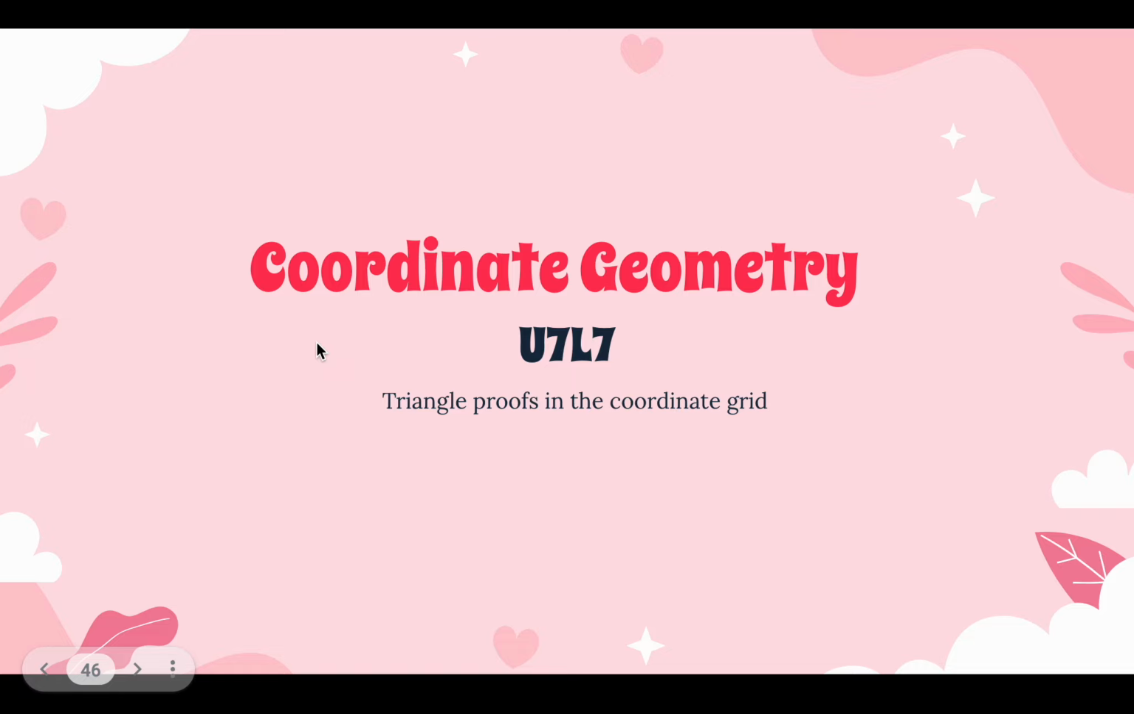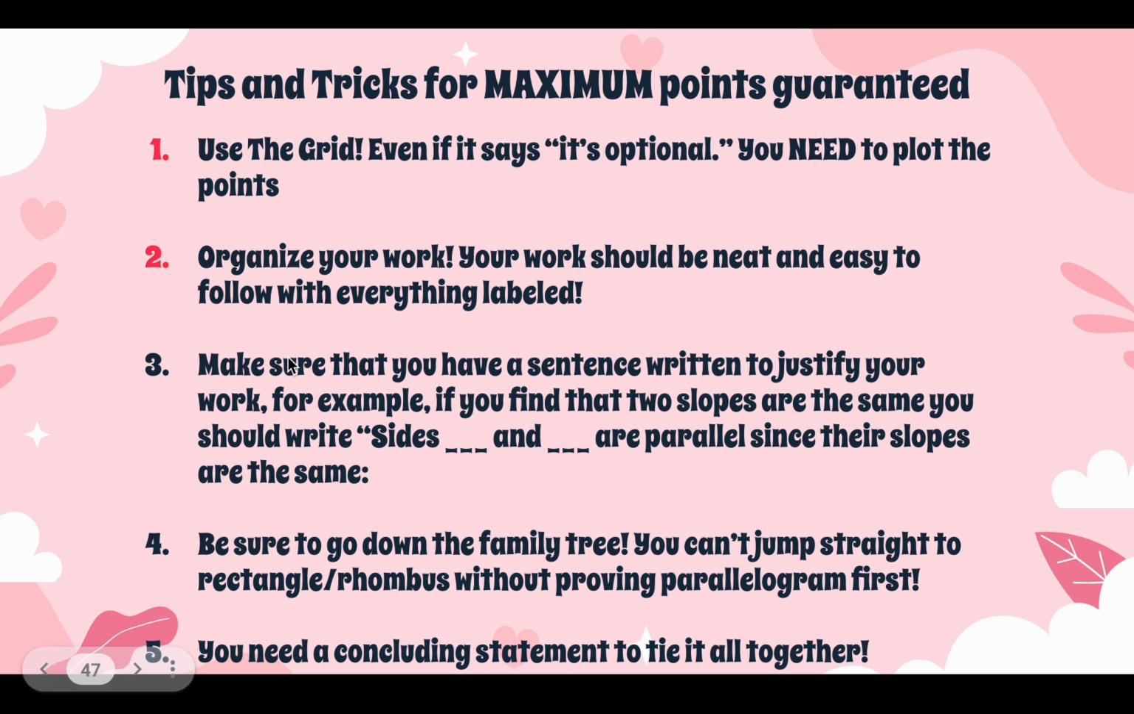All right, in this video, we're going to be talking about doing some triangle proofs on the coordinate grid. So general tips and tricks: make sure that you are using the grid even if the question says it's optional. It should really never be optional for you. That should be the first thing that you are doing. And make sure that your work is organized, it's nice and clear exactly where everything is. And then you also want to make sure that you have a nice, strong concluding statement that ties all of your work together.